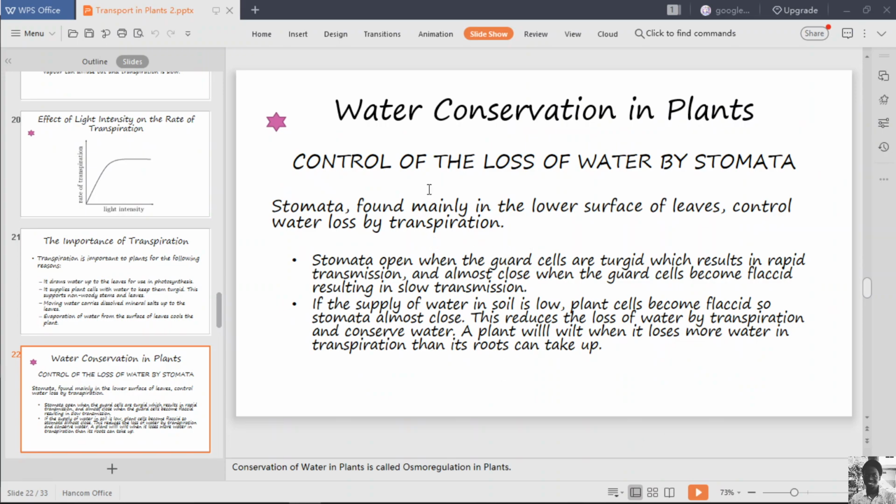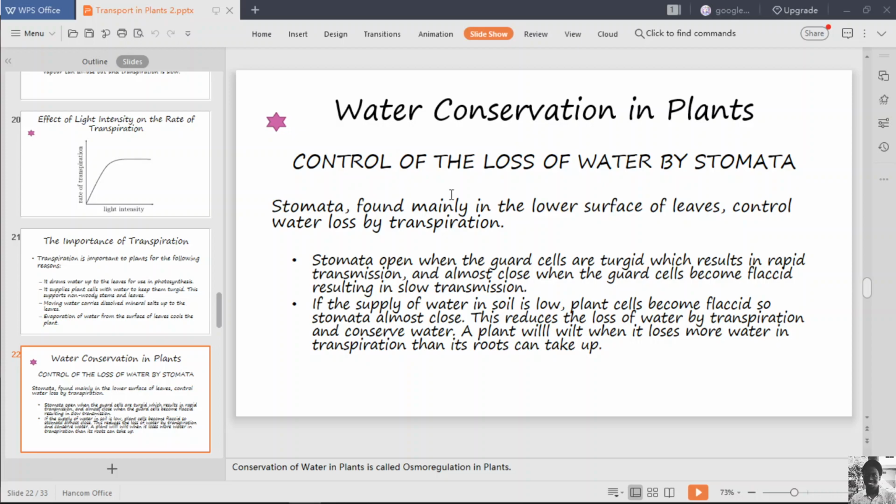Right, now let us look at water conservation in plants. And when we talk about water conservation in plants, we are also talking about osmoregulation in plants, because water conservation is also known as osmoregulation. Osmo means water, regulation means to regulate. So in osmoregulation, you are regulating the water content of plants. So irrespective of changes in the external environment, you want to ensure that the amount of water in the plant remains relatively constant. So it's a type of homeostatic response.